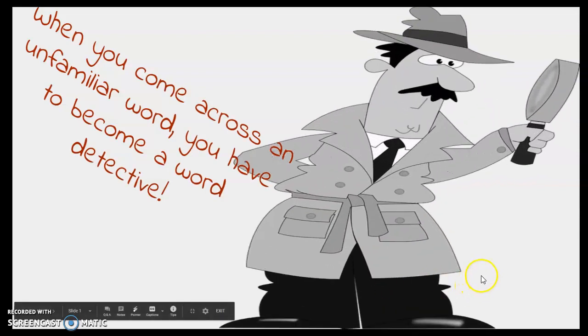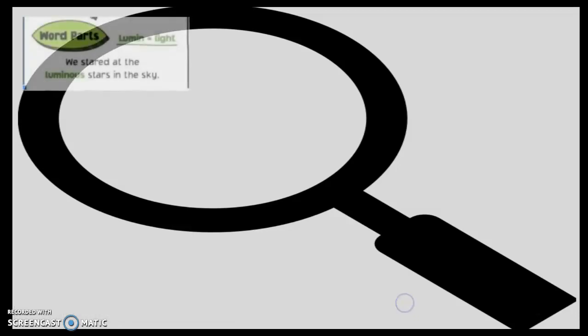So being a word detective is all about using context clues to help you identify the meaning of an unfamiliar word. So, what we're going to talk about today are some different types of context clues to be on the lookout for to help you identify that unknown word meaning.